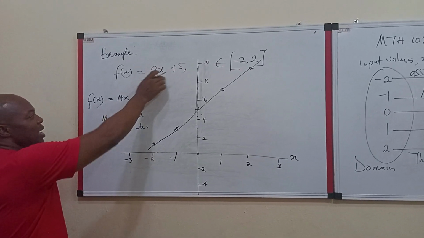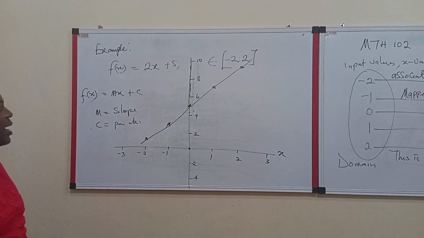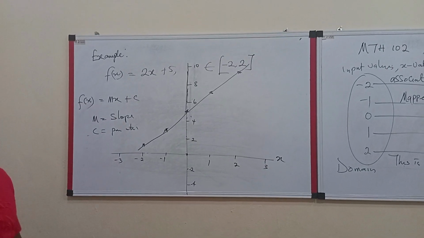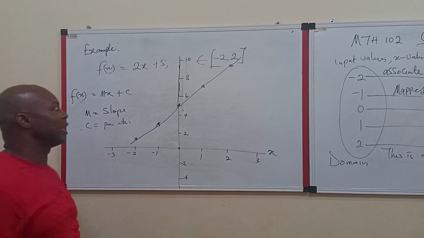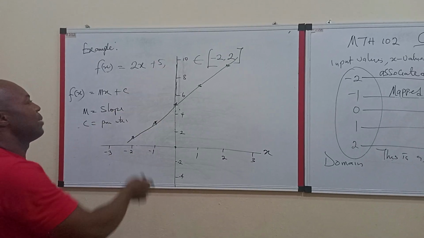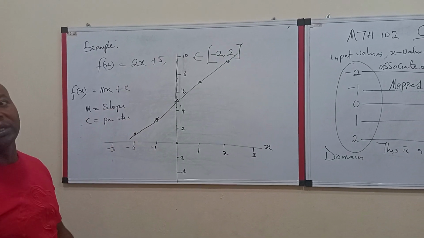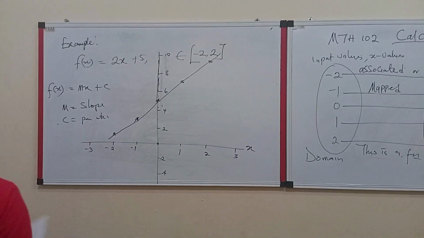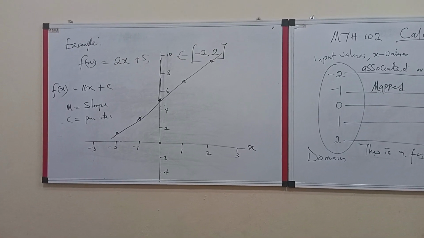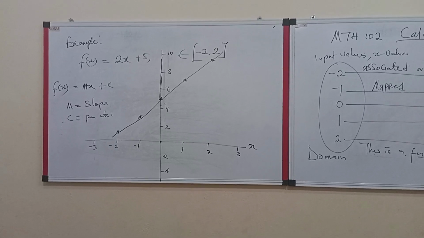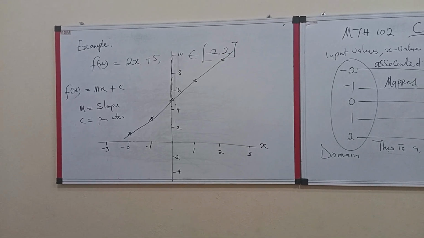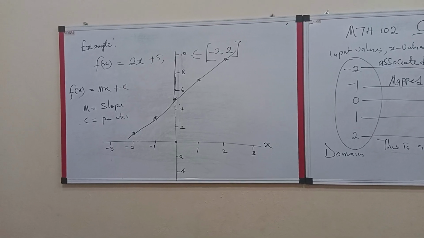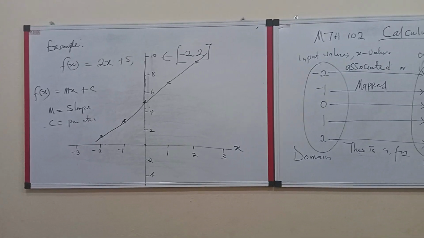So this one we are seeing here, we call it a line graph. This one is the equation of the line, the general equation of the line, where c can take any number, and this m can be any number. Now that we have learned this one, I want us to look at another area that will do us good.